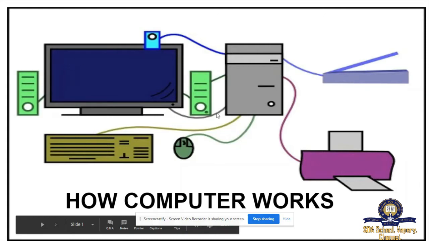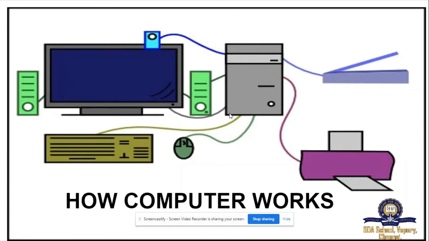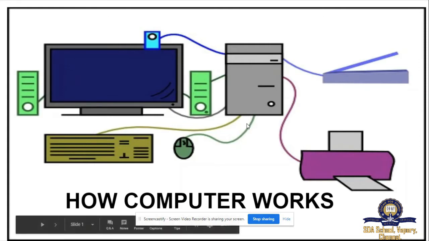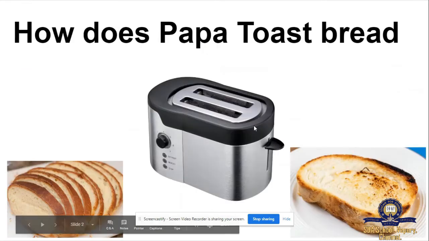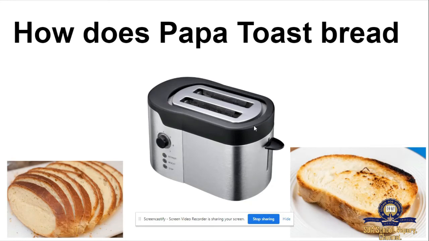Today we are going to learn a lesson on how a computer works. Okay, this is your first lesson on how a computer works. The computer works in three ways. Okay, input, process, output. The three processes. Now we'll take some live examples.